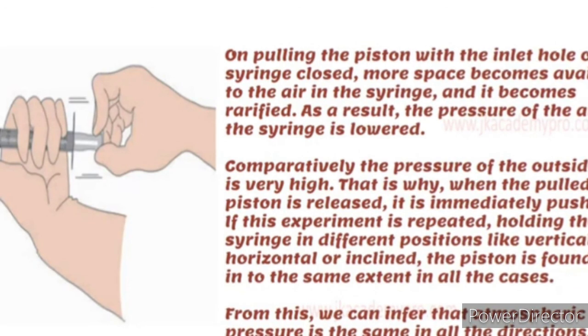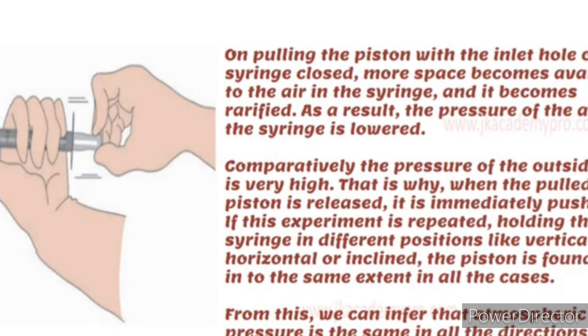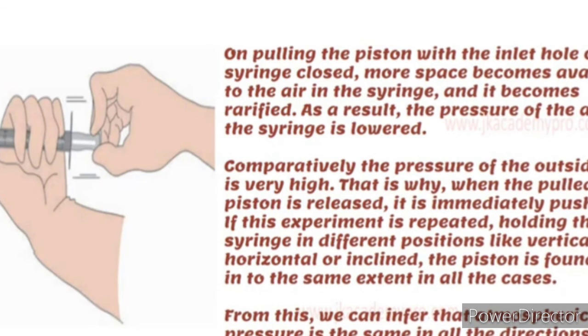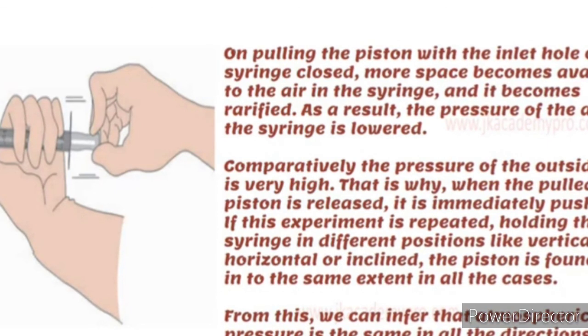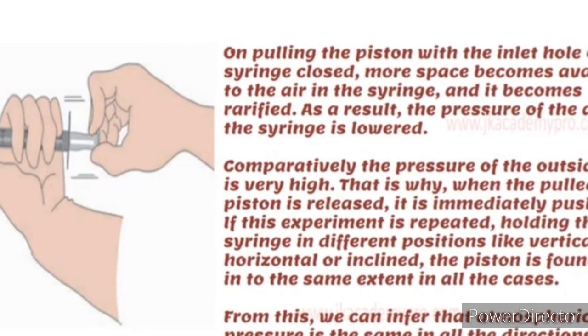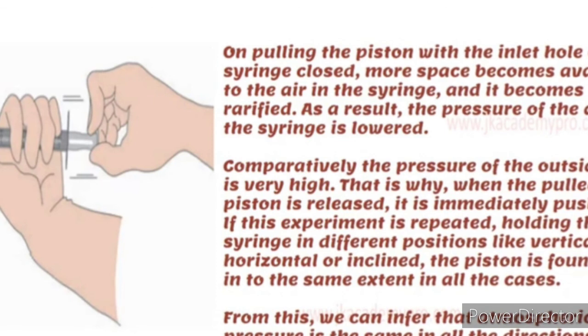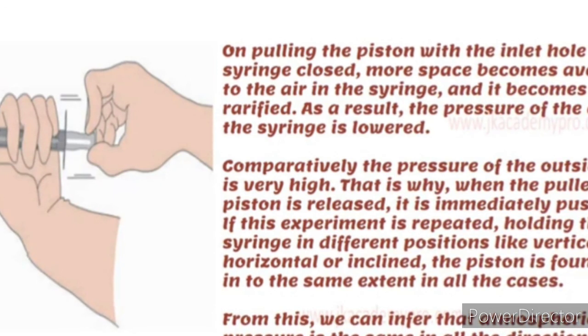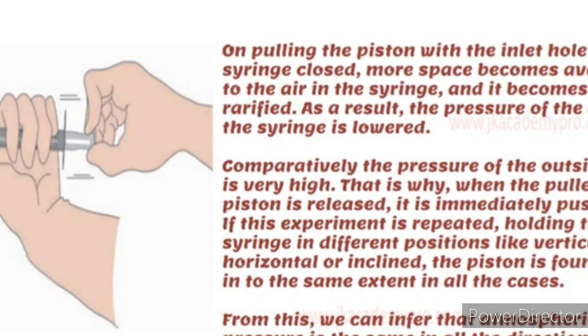Now holding the syringe in different positions, means vertical, horizontal, inclined, means slanting line, the piston is found to go in to the same extent in all the cases. From this we can conclude that the atmospheric pressure is the same in all directions. Means if you hold it horizontal, vertical or inclined, the atmospheric pressure is the same in all directions.